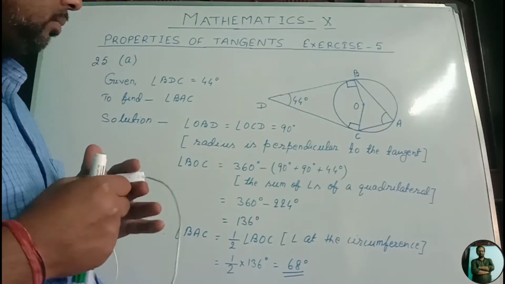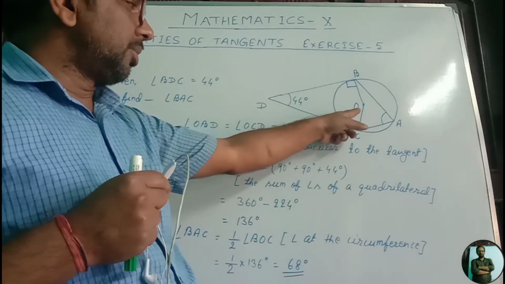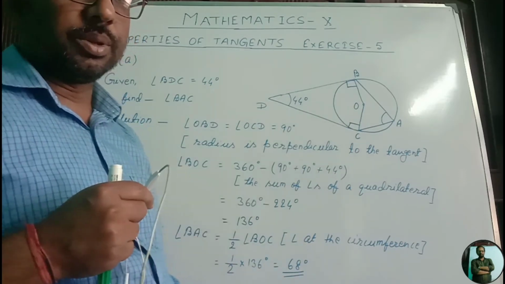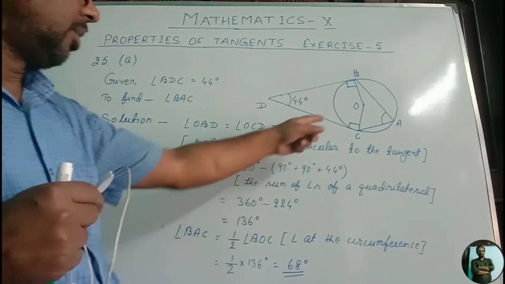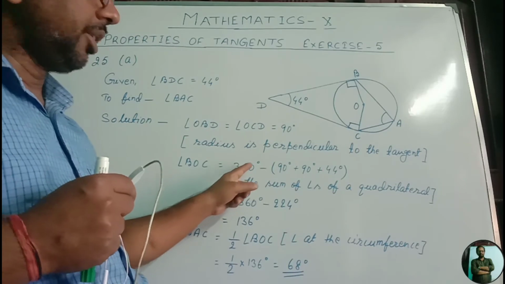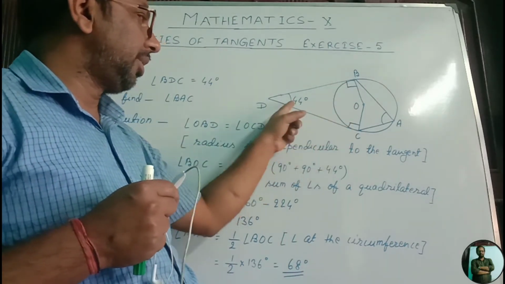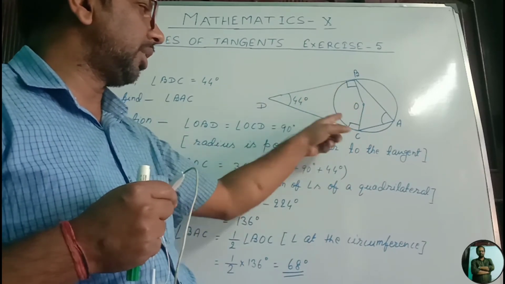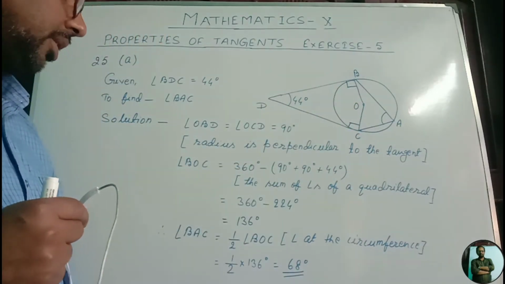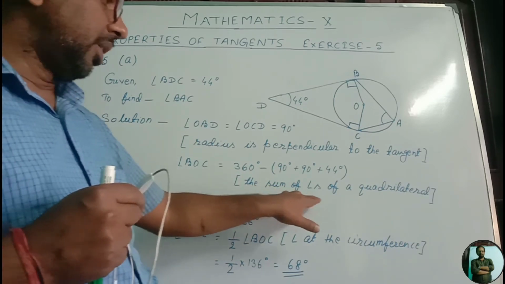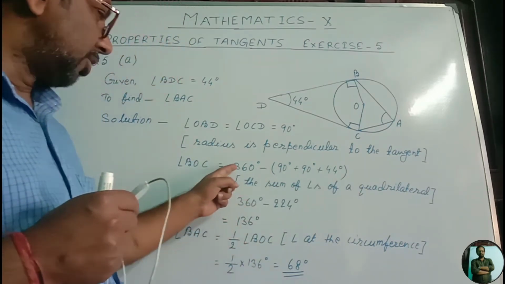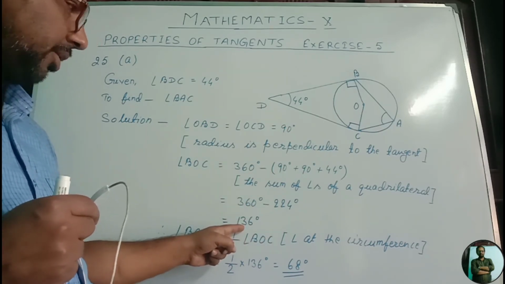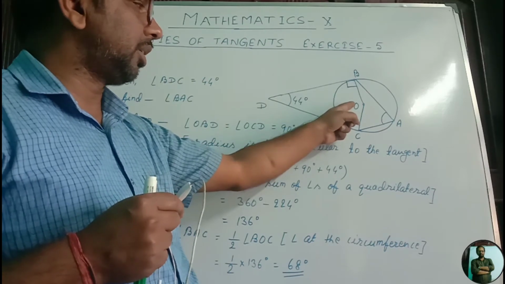Now we can find this angle BOC. As we know, the sum of all 4 angles of a quadrilateral is equal to 360 degree. Therefore, angle BOC equal to 360 degree minus (90 degree plus 90 degree plus 44 degree). Means to get this angle, we will subtract the sum of these 3 angles from 360 degree. Reason is the sum of angles of a quadrilateral. I solved it: 360 minus 224, I got 136 degree. So this angle became 136 degree.